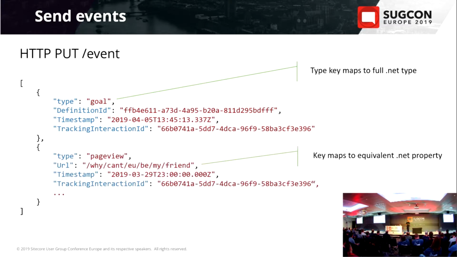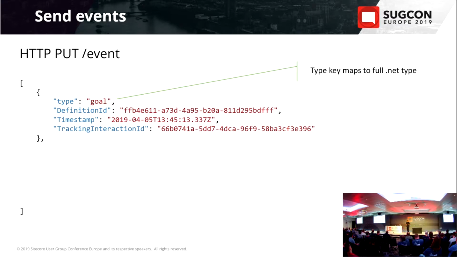The definition ID in this instance is the goal, and the timestamp is now or yesterday or whatever you want to pass in. The track and interaction ID is the ID from the first interaction call. You just make a simple PUT call to the /event endpoint. You can even do this in Postman for testing purposes initially.